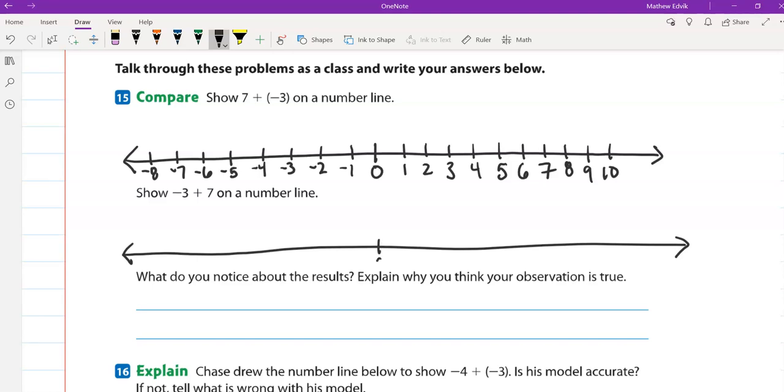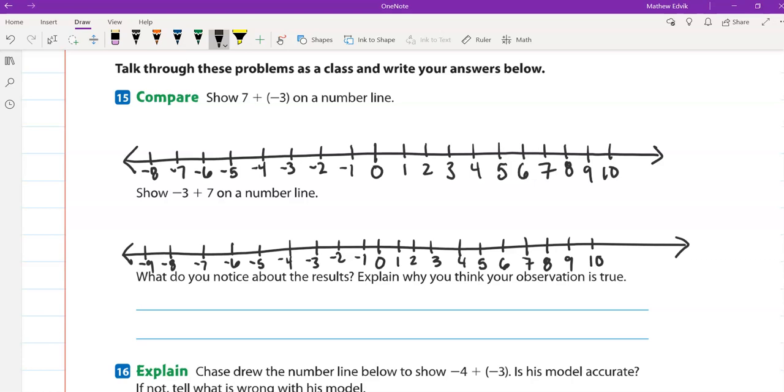but we're going to do the same down here and say 1, 2, 3, 4, 5, 6, 7, 8, 9, and 10. And negative 1, negative 2, negative 3, negative 4, negative 5, negative 6, negative 7, negative 8, and we'll get to negative 9 on this one. So these are our two number lines here.